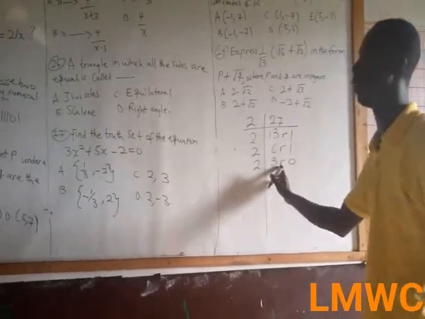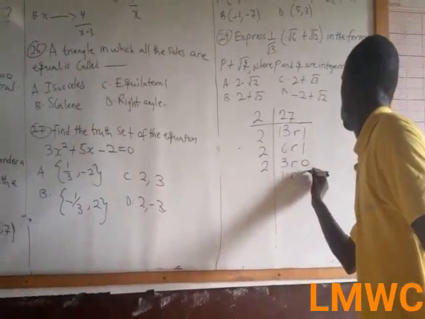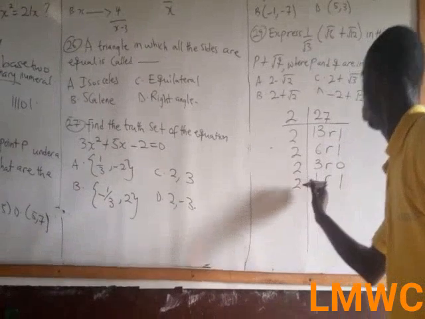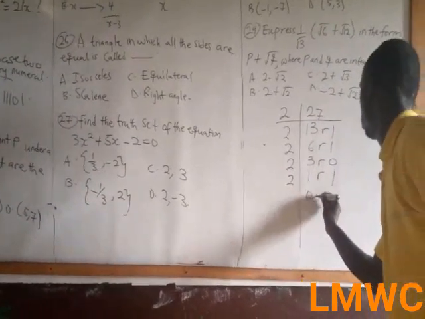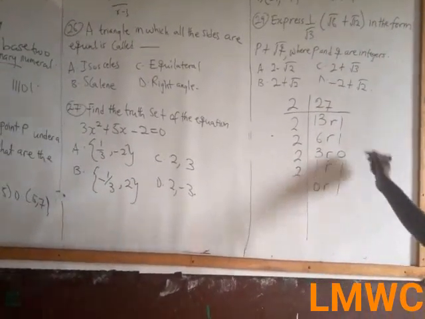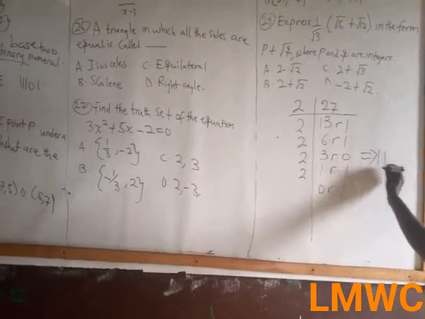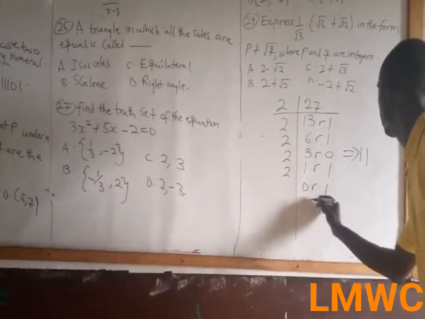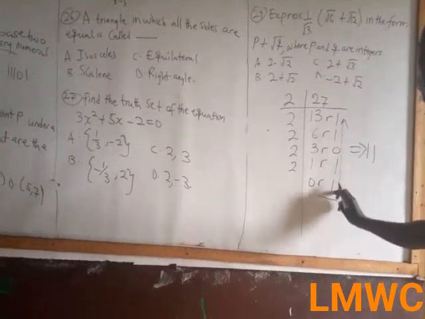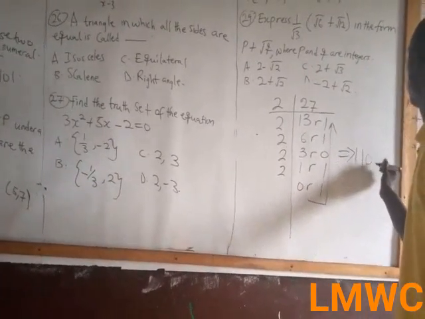2 goes into 3, how many? 1. Remainder 1. You bring your 2. 2 goes into 1, 0. Remainder 1. You repeat the same one. So we have 1, 1. You start reading it like this. So we have 1, 1, 0, 1, 1.